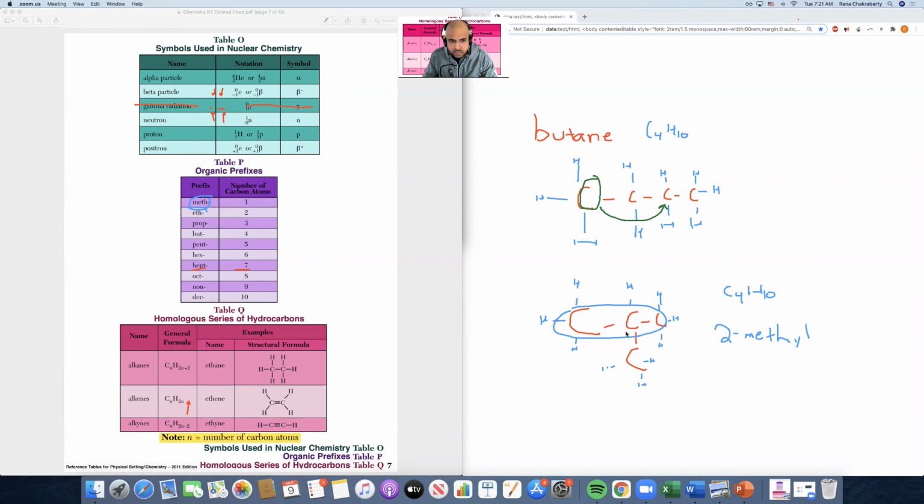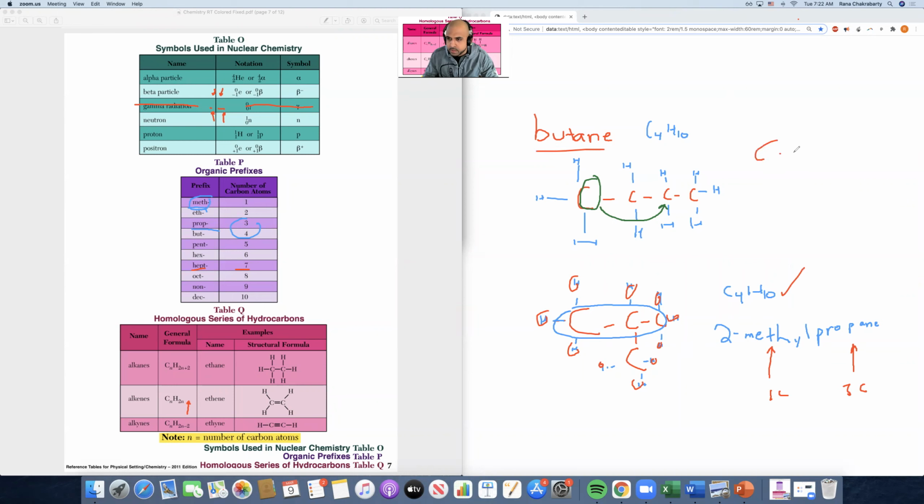And then what's the longest chain? Propane. Why propane? Because prop is 3 carbons. So it's 2-methylpropane. To make sure it's actually correct, meth is 1 carbon, and prop is 3 carbons. So it has the right amount of carbons. Now count the hydrogens. Is it C4H10? 1, 2, 3, 4, 5, 6, 7, 8, 9, 10. Okay, so that is an isomer of butane, because it has the same formula but a different structure.